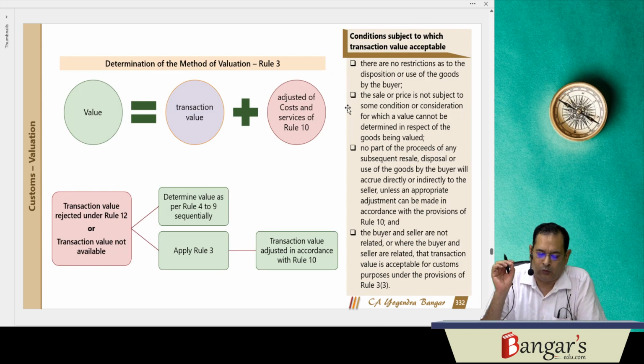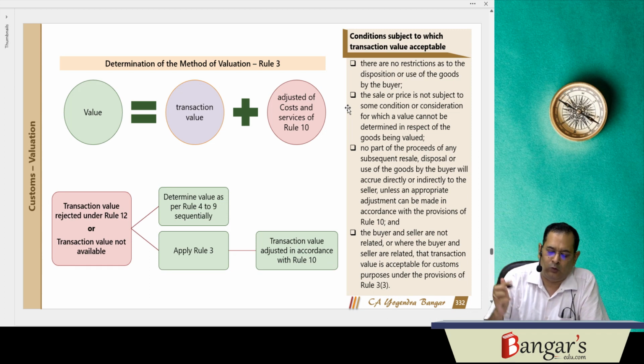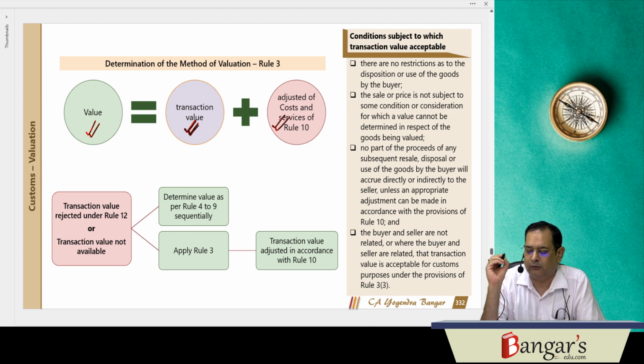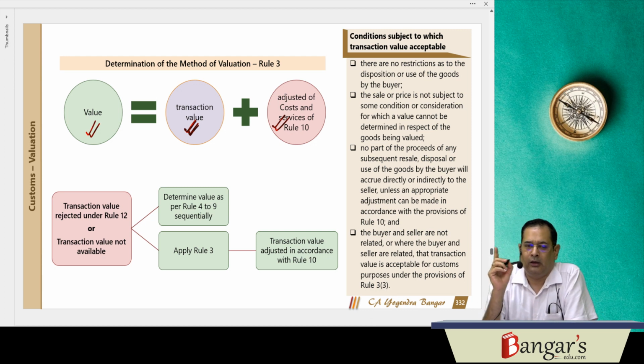First of all, what Rule 3 states is, what will be the value? The value will be the transaction value adjusted in accordance with the costs and services of Rule 10. So fundamentally, what is transaction value? Transaction value is the price actually paid or payable for the goods when sold for export to India for delivery at the time and place of importation, where the seller and buyer are not related, and the price is the sole consideration for the sale. So as per Rule 3.2, the transaction value shall be accepted.